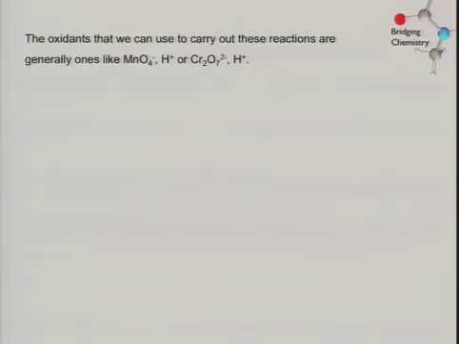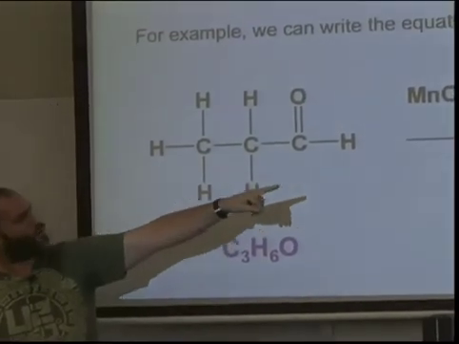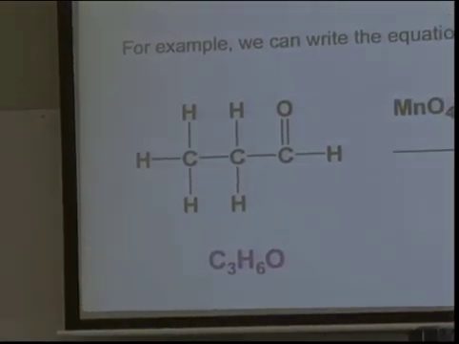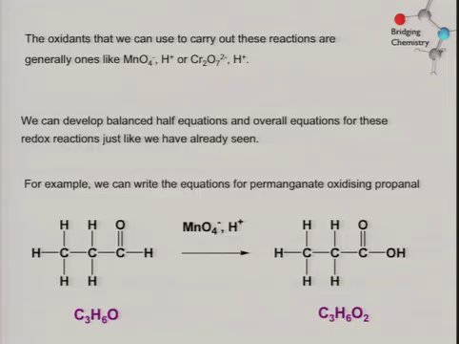So, for example, if you wanted to do that one: here's an aldehyde, propanal. Here's our aldehyde functional group, C double bond O H. When we do the oxidation, we turn this into a carboxylic acid group, C double bond O, O H. So in the oxidation, we are actually adding oxygen.